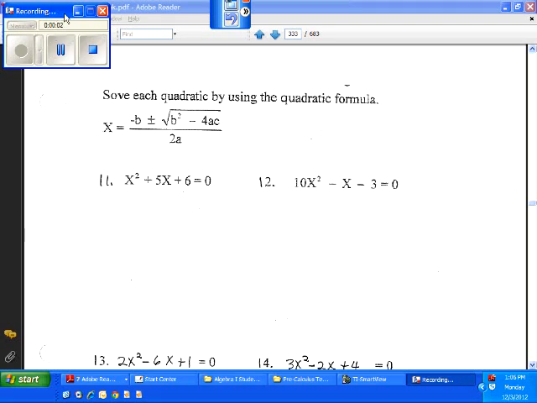Okay, we are on lesson 18, part 2. We are going to solve using the quadratic formula. And the reason we need this is you can't always find the solutions by factoring.